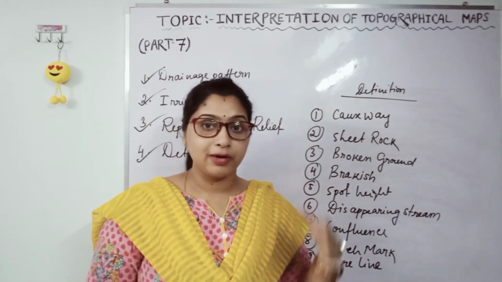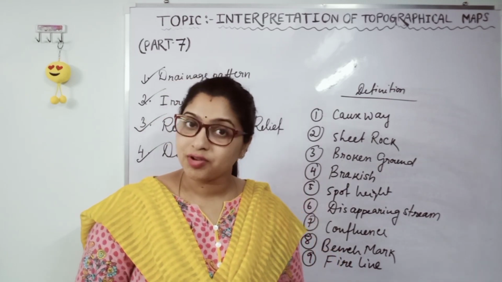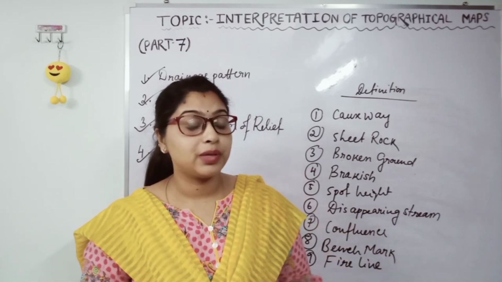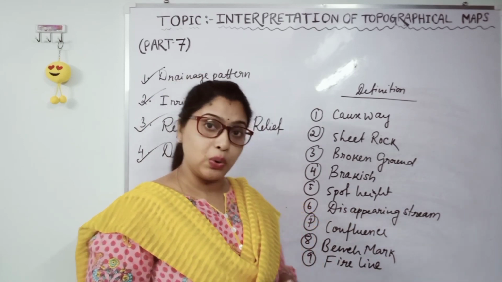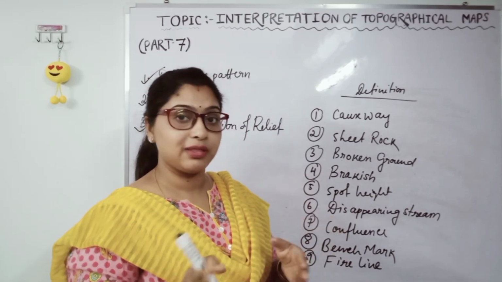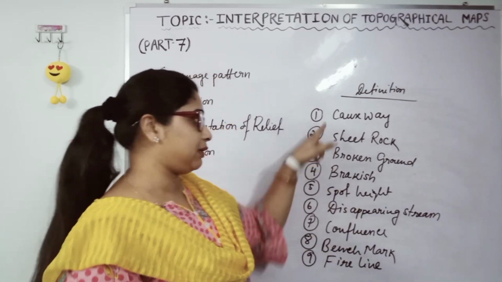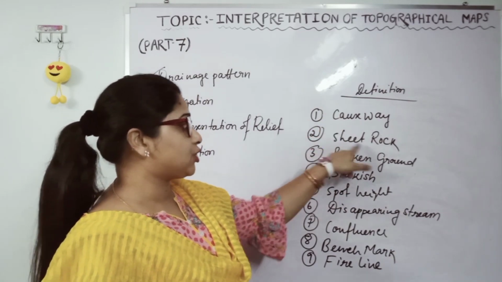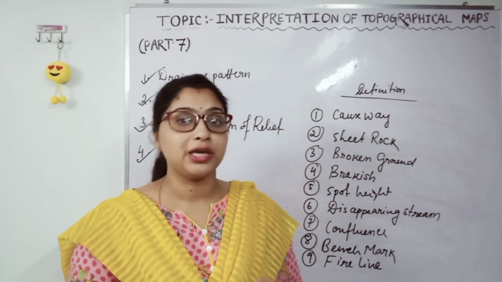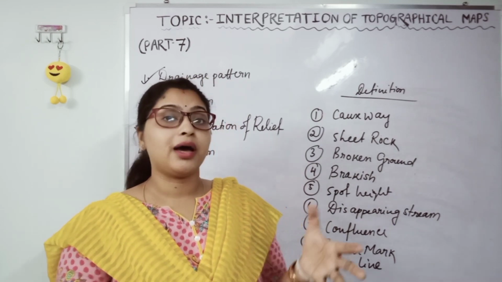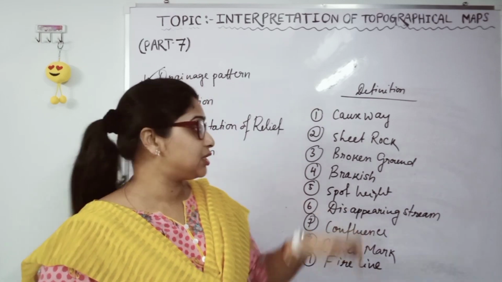I have given the example before. A causeway is a raised platform over a dry stream; in the rainy season it is out of use, but in the dry season we can use it. In the topo map it is written as causeway, so you can easily identify it. Next is sheet rock. Sheet rock is a sheet of rock that, due to erosion or weathering, is exposed; that is known as sheet rock.